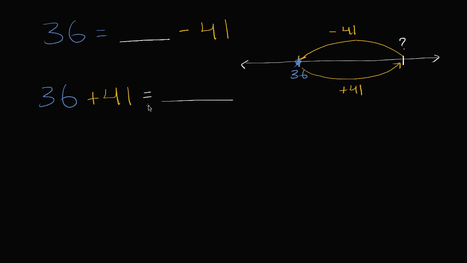So what's 36 plus 41? Well, let's add our ones first. So we have 6 ones plus 1 one. That is 7 ones. And then we have 3 tens plus 4 tens, which is 7 tens. 77. So this is 77. And we're done.